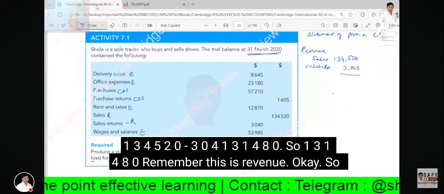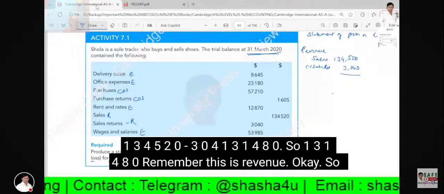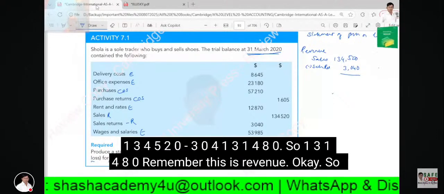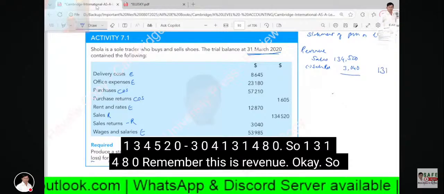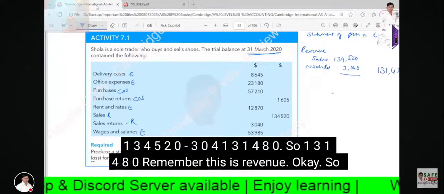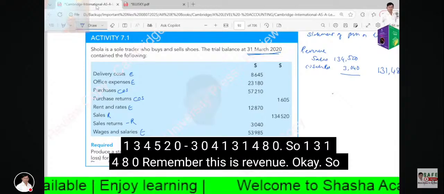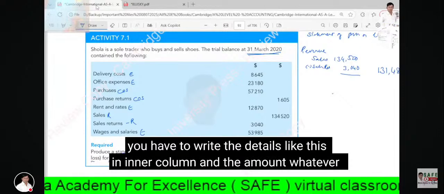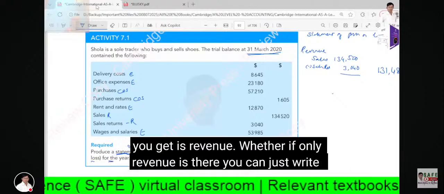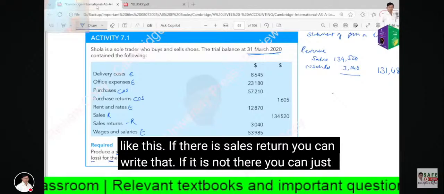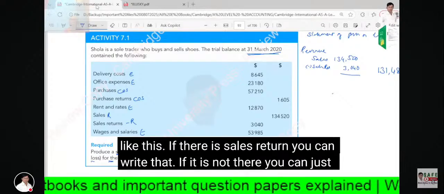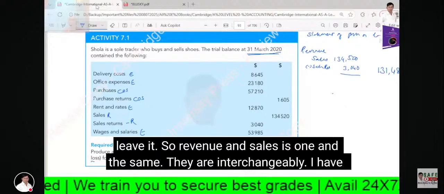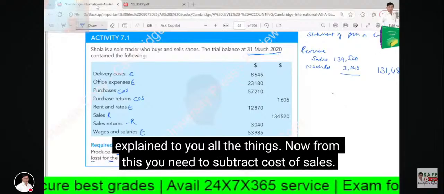Minus 131480. So remember, this is revenue. Okay. So you have to write the details like this in your column, and the amount whatever you get is revenue. If only revenue is there, you can just write like this. If there is sales return, you can write that. If it is not there, you can just leave it. So revenue and sales are one and the same. They are interchangeable.